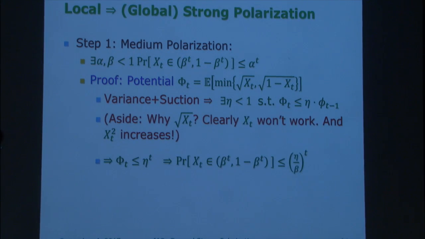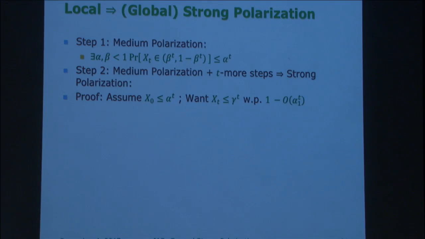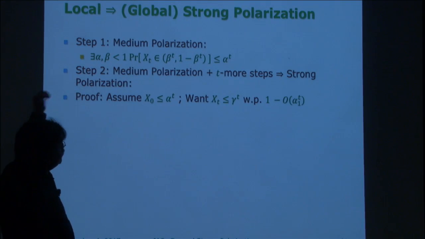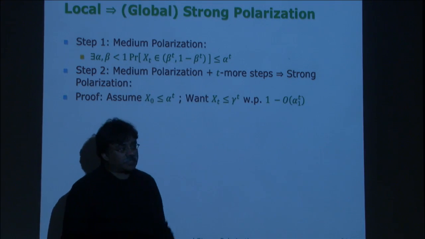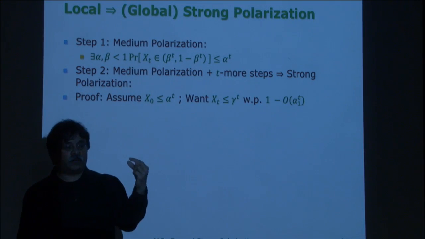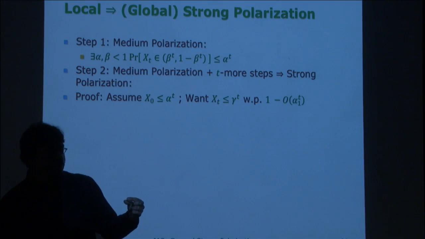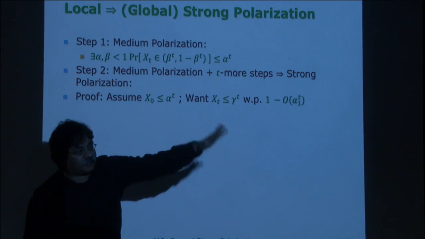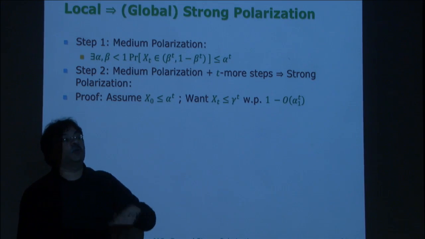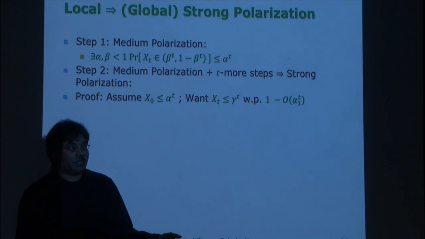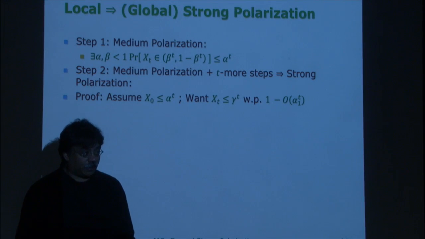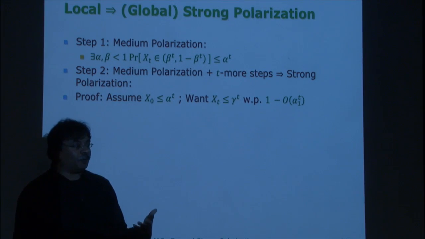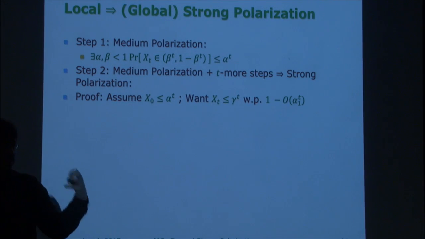All right. Okay, so yeah, this works out, there's Markov's inequality and so on. Then there's a second step which says that if I have already got some medium levels of polarization, so my variable is relatively small to start with, it's already less than beta to the t, and the next t steps, I want to see what will happen to it. And I want to say it will really be going down very fast. But here, we are in a very good shape. We are in the suction regime.